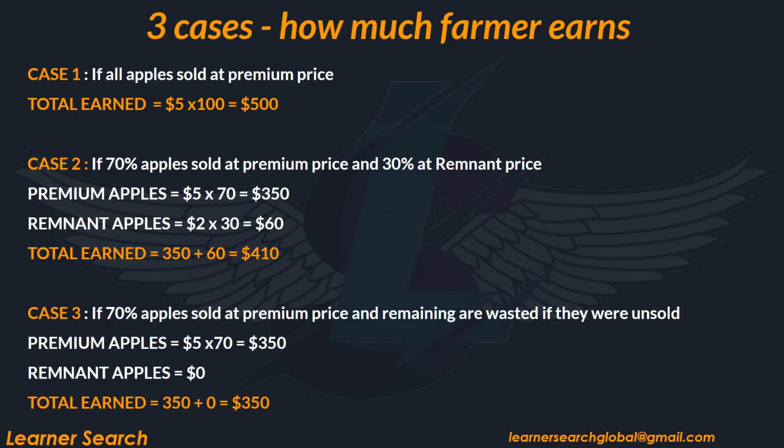In case 3, let's assume 70% of apples are sold at premium price and the remaining are wasted because they were unsold. Revenue from premium, 5 into 70, is 350 and from remnant it is 0. So total money earned in this case is 350 plus 0, which is 350. For the same 100 apples, the farmer receives different amounts in these 3 cases: $500, $410 and $350.